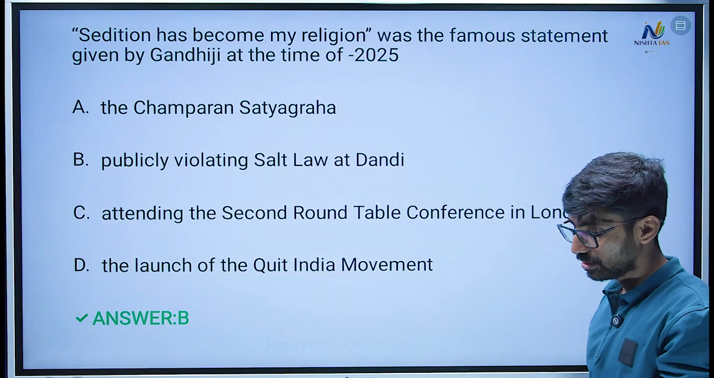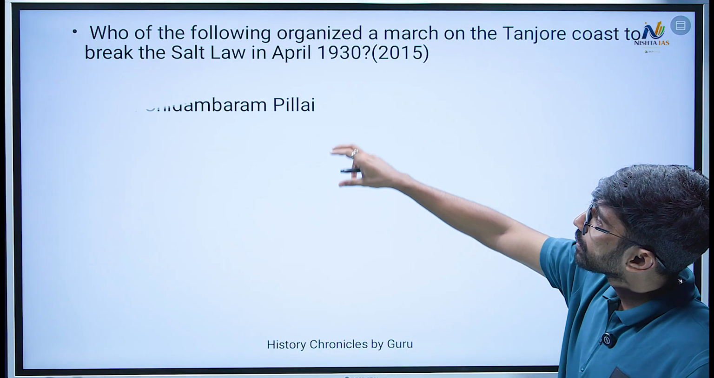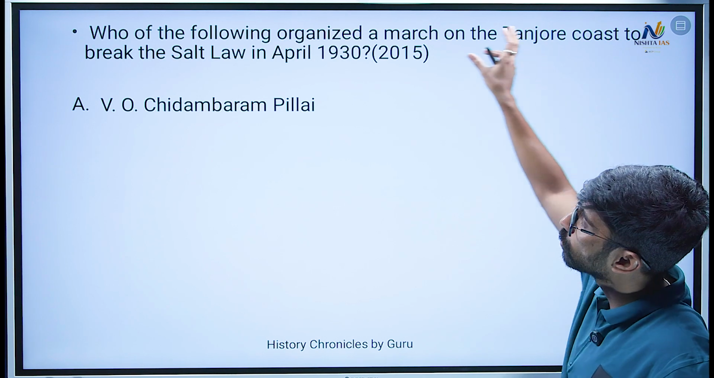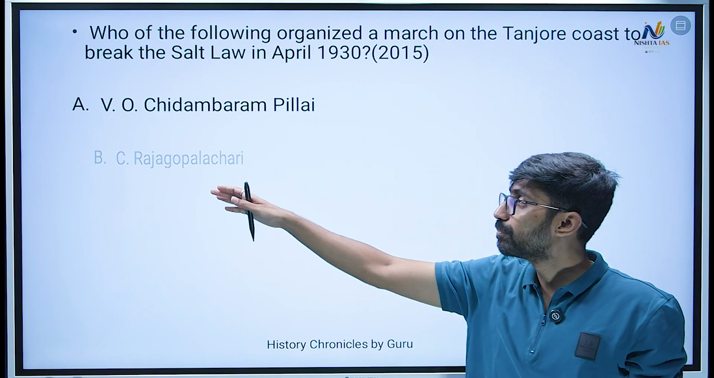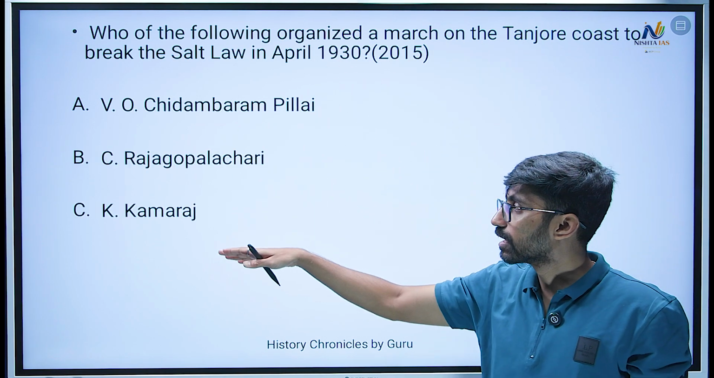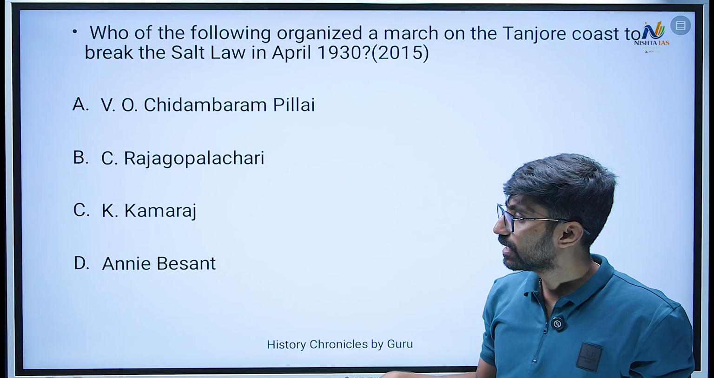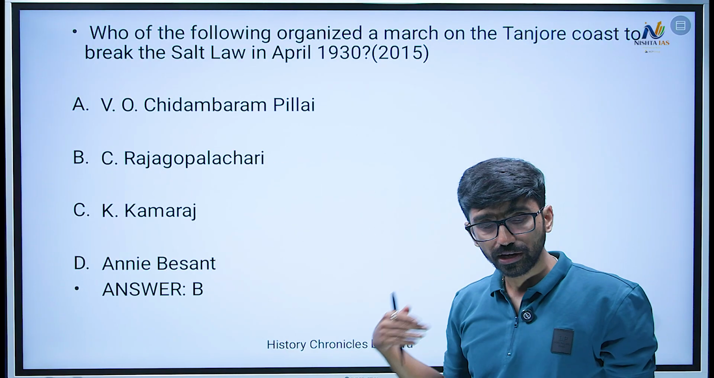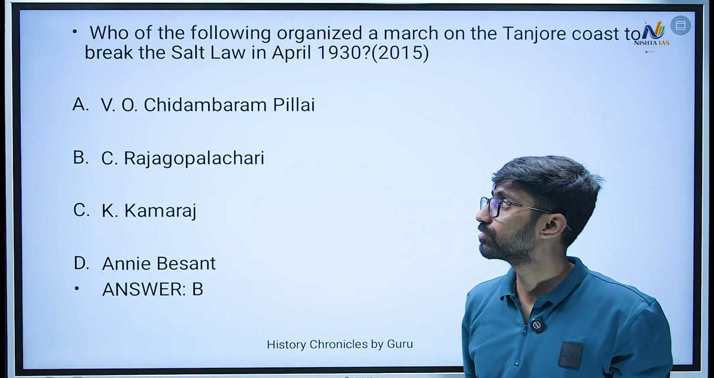Okay, and then look at this one. Who of the following organized a march on the Tanjavur coast to break the Salt Law? V.O. Chidambaram Pillai, C. Rajagopalachari, K. Kamaraj, and then again we get Annie Besant. The answer is actually C. Rajagopalachari. That is also part of the civil disobedience movement. This was also asked as a question.